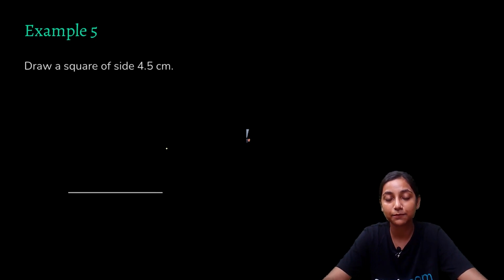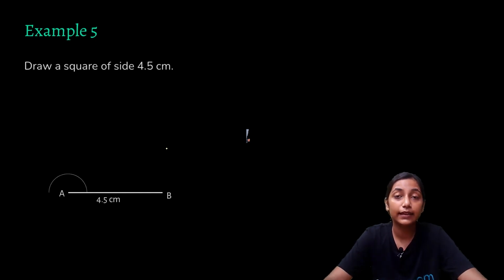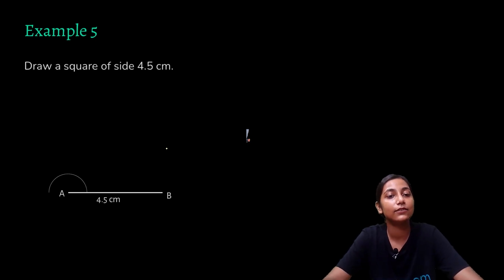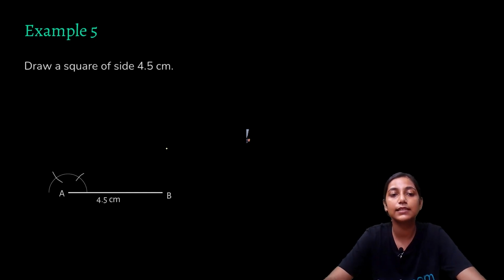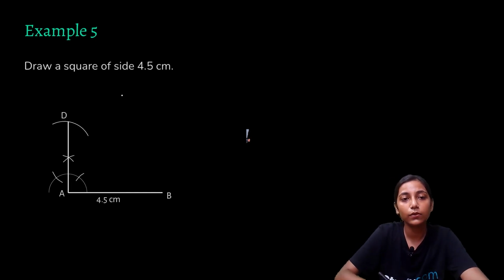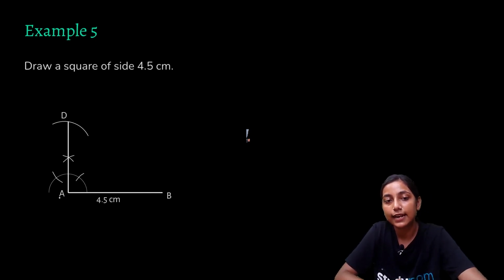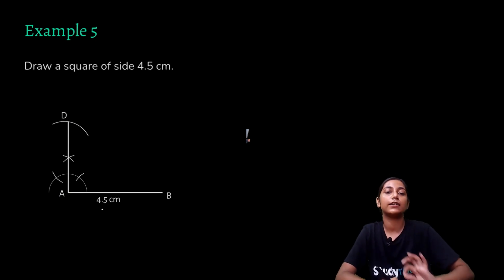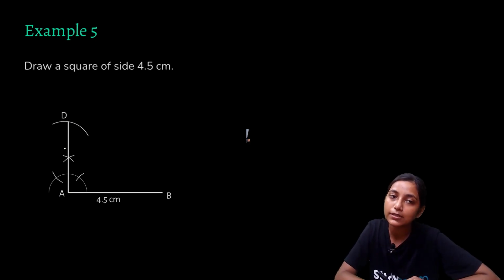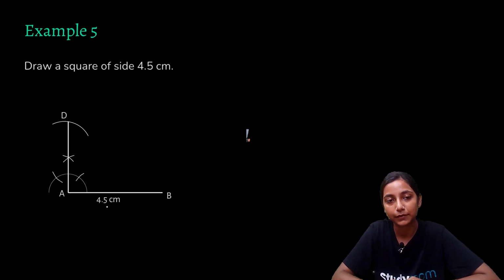First of all, draw a line. You will follow all the same steps: draw a line using a ruler or scale of 4.5 centimeters, that will be AB. Then construct an angle of 90 degrees on A as well as on B. Just follow all the same steps; halfway in the middle will be 90 degrees. Now again, this arc is made taking A as the center, and its radius is going to be 4.5 centimeters, because side AD is also going to be 4.5 centimeters.